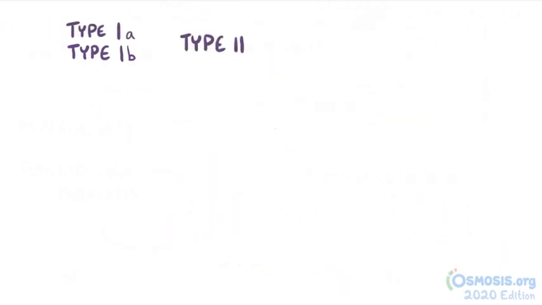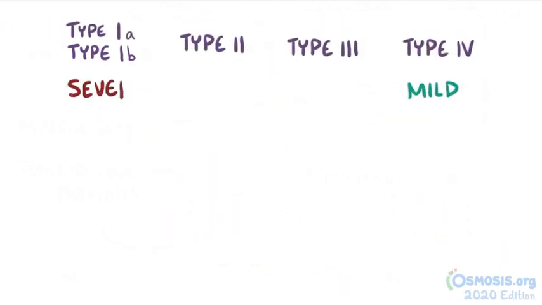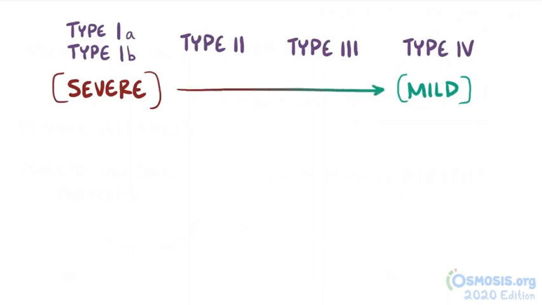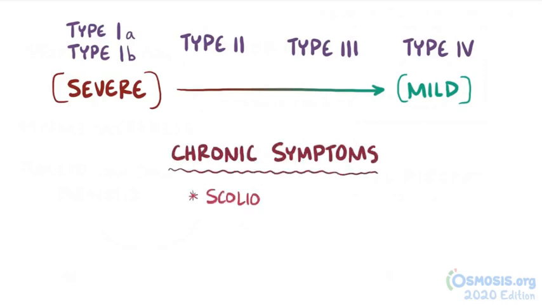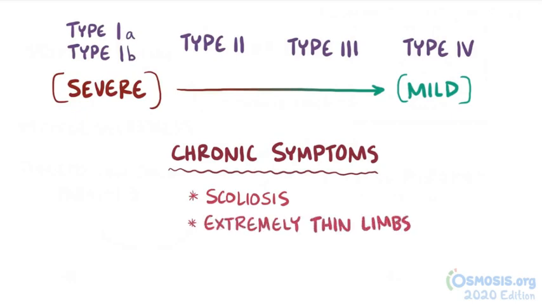SMA types 2, 3, and 4 are each successively milder and have a later age of onset. In addition to muscle weakness, feeding problems, and breathing difficulties, chronic symptoms of SMA include scoliosis due to poor muscle support of the spine, and extremely thin limbs due to muscle wasting.